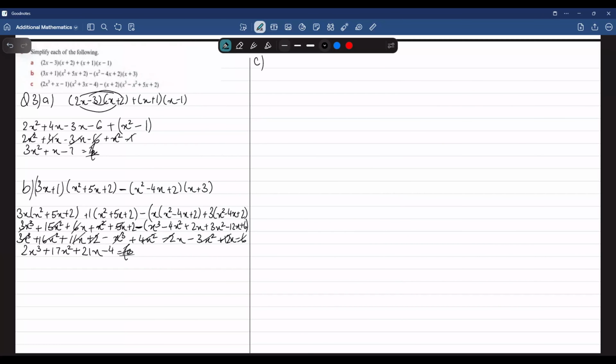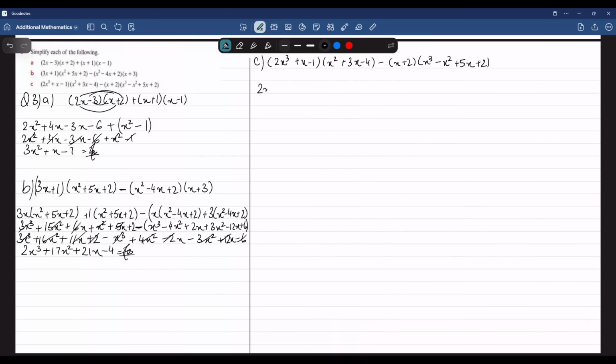Okay, for part C, what you're going to do is just multiply this: 2x cubed plus x minus 1 multiplied by x squared plus 3x minus 4, minus x plus 2 multiplied by x cubed minus x squared plus 5x plus 2. So this may seem intimidating, but believe me, it's just one thing you have to conquer. It's supposed to be a bit dirty, but it's easy, basically, the concept of what I'm going to say.